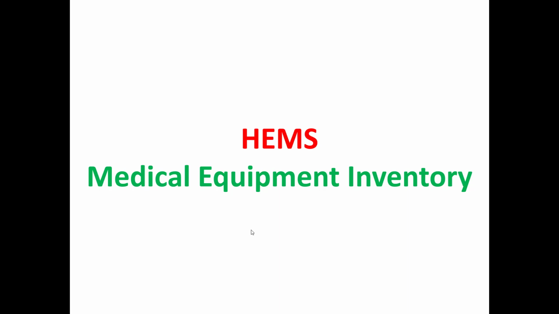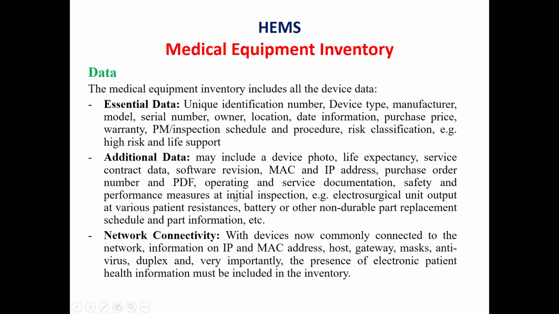We'll talk firstly about the medical equipment inventory. Then we will talk about the maintenance information. Then we will talk about the reports generated by such computerized systems. So now we'll start with the medical equipment inventory. There are different types of data which are related to the medical equipment inventory. This can be classified as either essential data, additional data, or network connectivity.